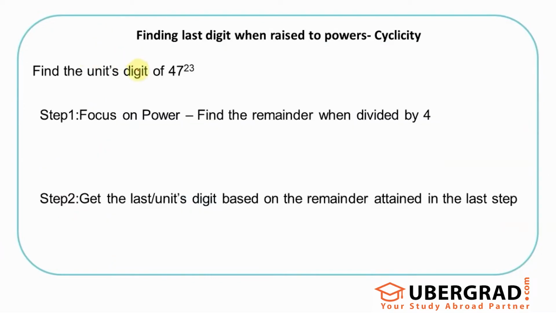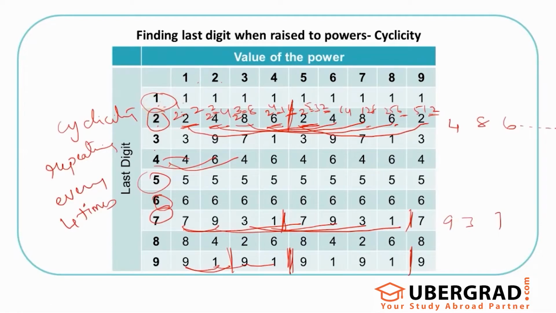Right, if you ever see a question asking you 47 power 23, this is fundamentally asking you to find 7 power 23. So first, what we need to do is notice the repetition happening in powers, like every fourth power.